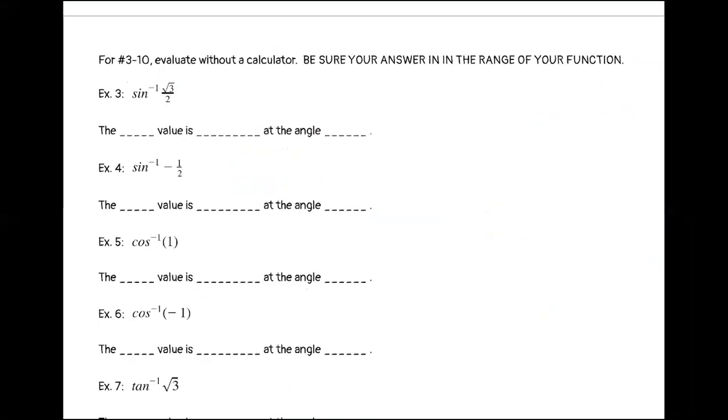All right. So just to let you see how this is laid out, examples 3 through 10 are pretty much exactly like what we did in 5.2. So a lot of these questions should look familiar, but we're going to use that familiarity to help us figure out which one is the right answer.